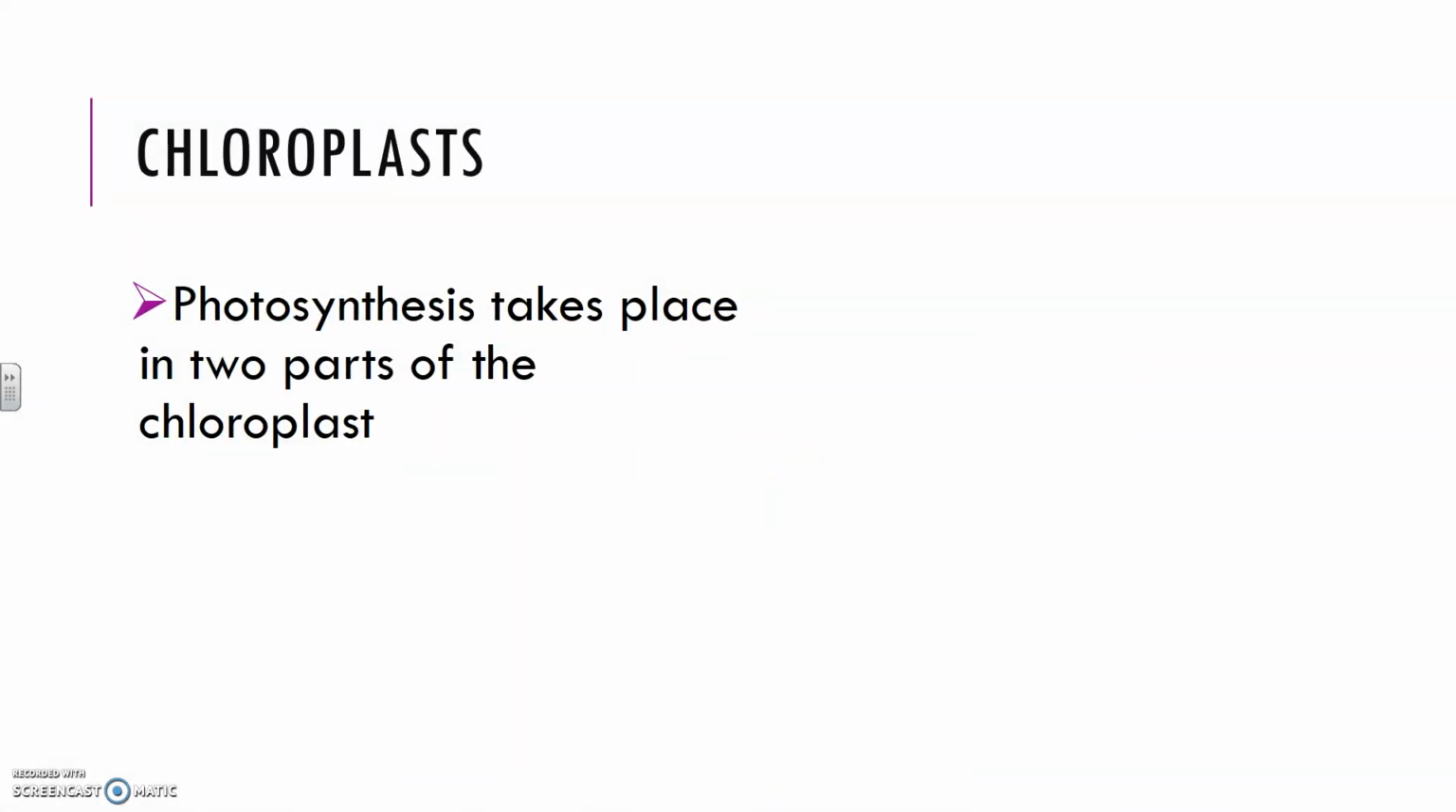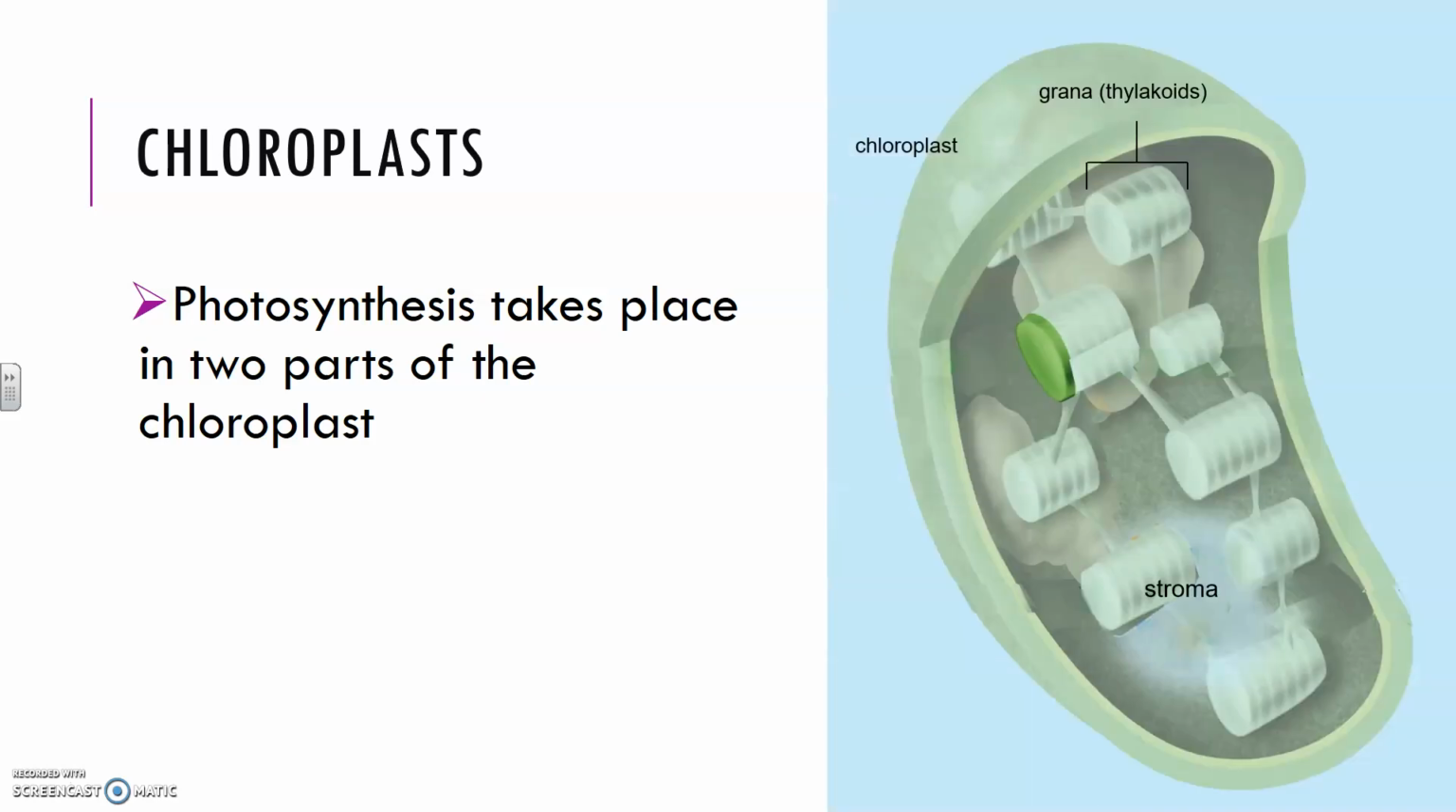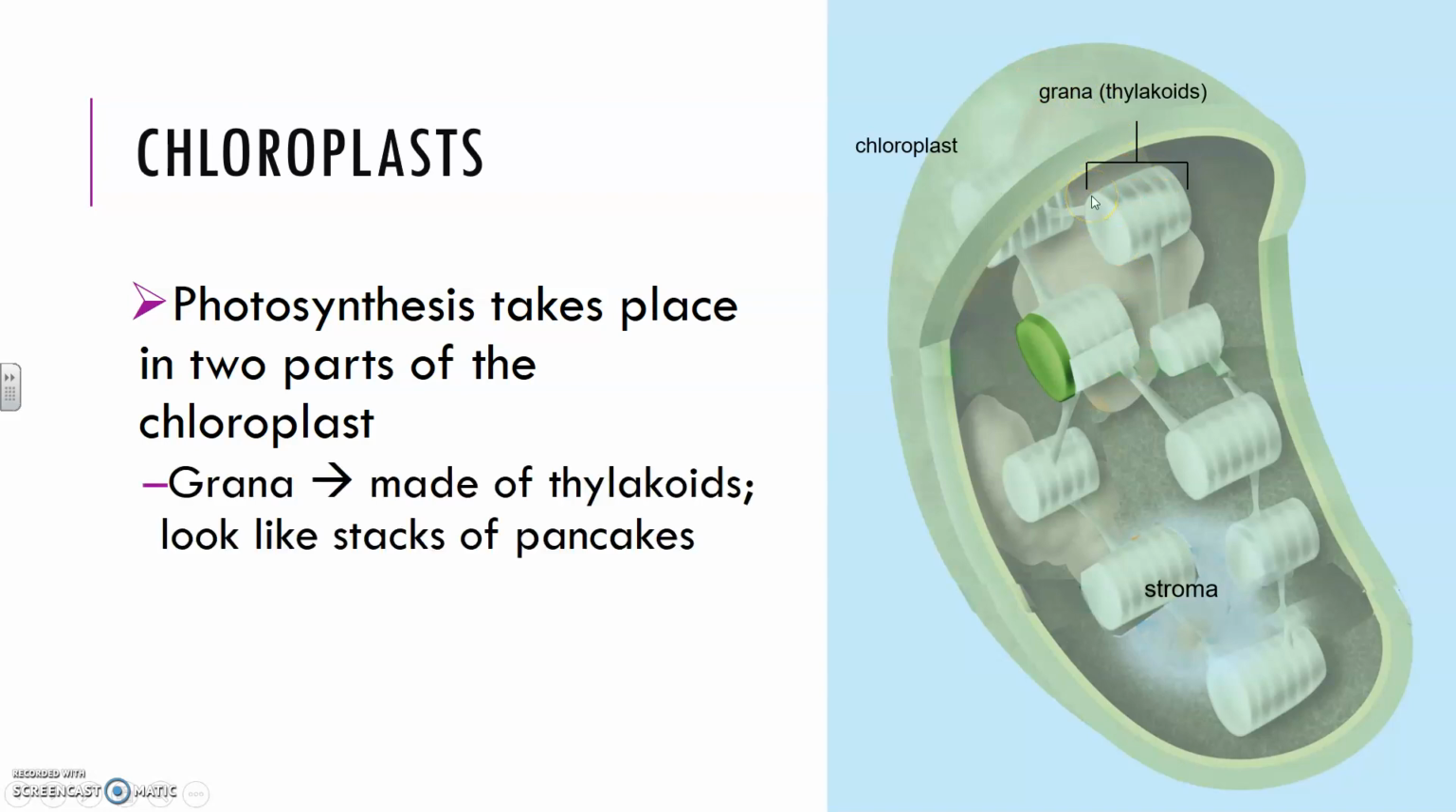Photosynthesis takes place in two parts of the chloroplast. When we look at the chloroplast, it really just looks like a bean with a lot of empty space on the inside, and then you have these little stacks of pancake-looking things. But it's all green. The grana are the stacks of the pancakes. Each individual pancake is called a thylakoid. And then surrounding that, you have something like a cytoplasm type material, but in this case it's called the stroma. So you have the grana and the stroma. Grana is made up of the thylakoids.